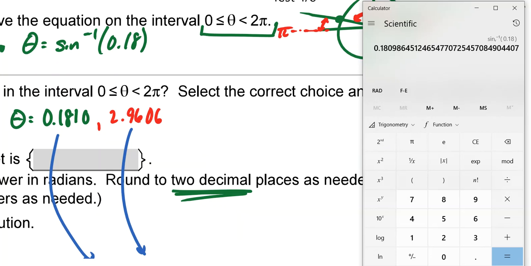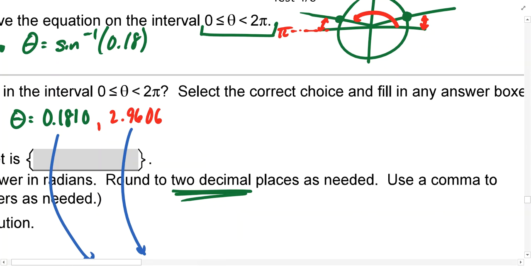So again, the keystroke pattern on your scientific calculator might be different than mine. I think most cell phones operate like this one, but not all handhelds do, and you just have to explore that and be careful with it.